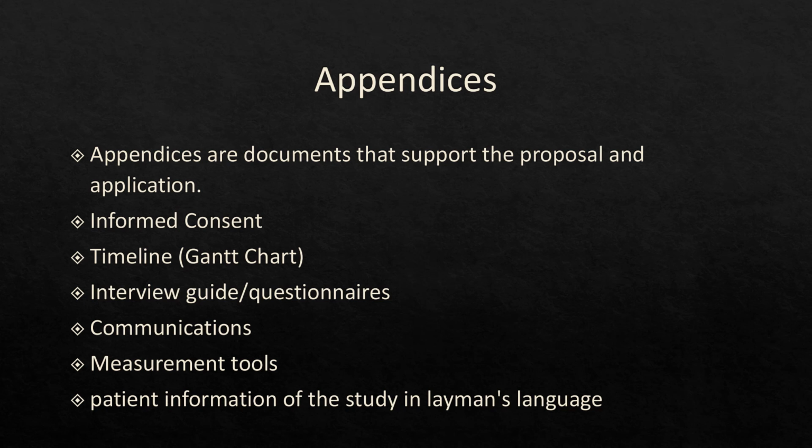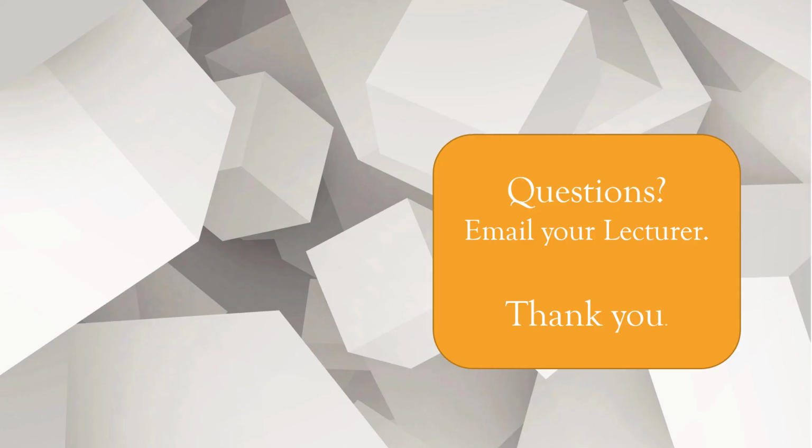You may need to put a Gantt chart, a timeline, to show the activities you will have throughout your research study. This is where you put your interview guide and your questionnaires, and all your letters for communicating with the gatekeepers, with the stakeholders, and with the participants. For quantitative research, you might have measurement tools, and you put them there, and some patient information about the study, of course, in layman's language. If you have translated your communication, you also put a sample in your appendices.